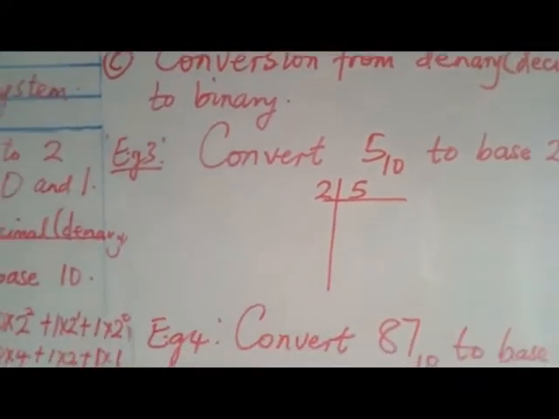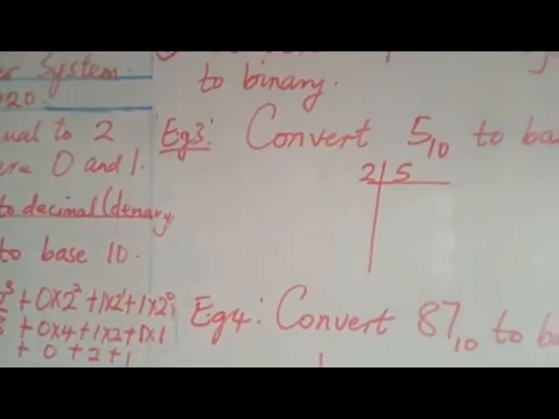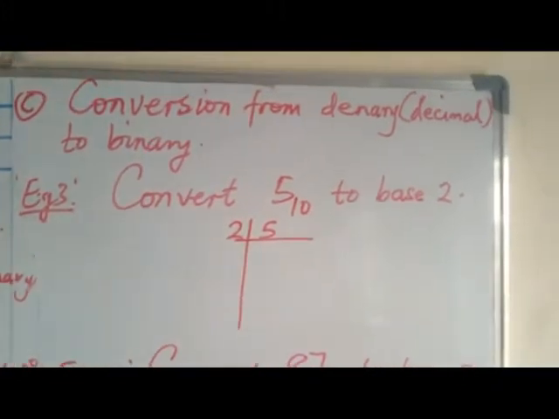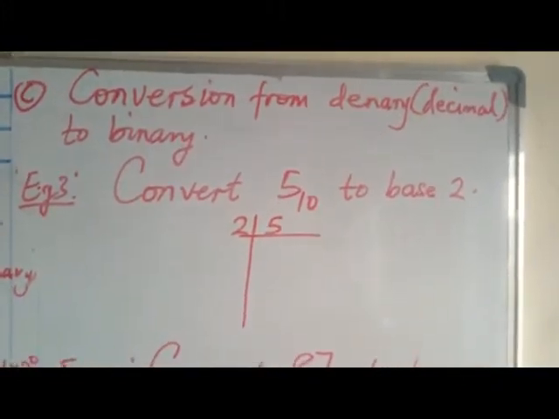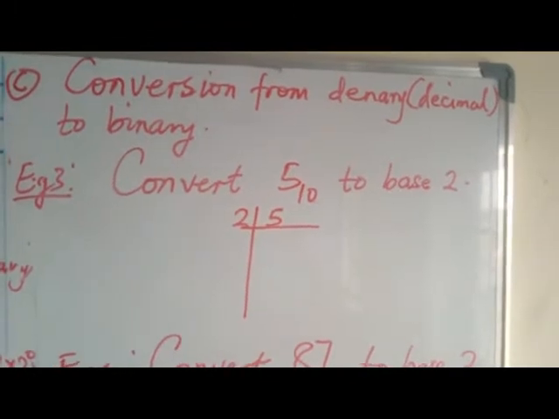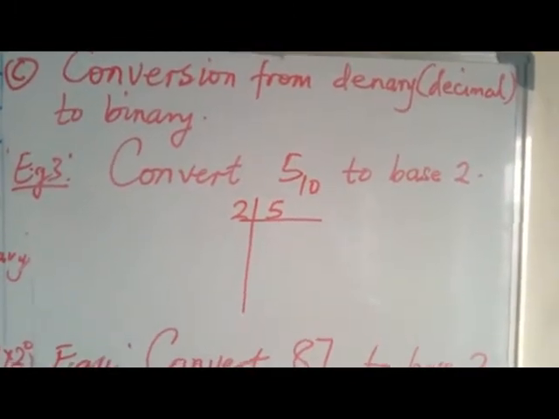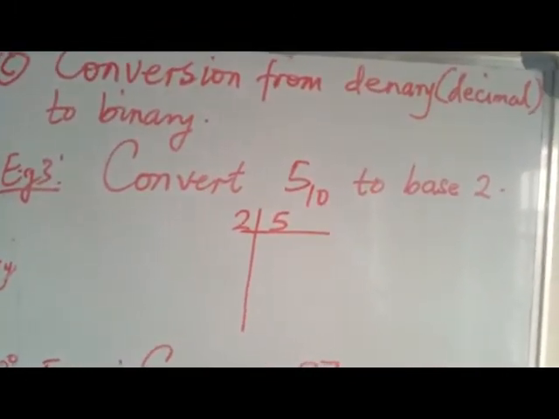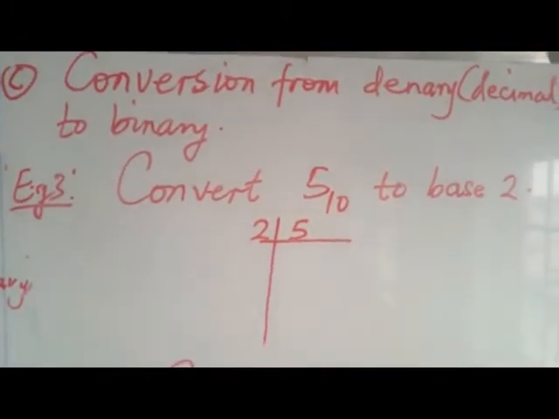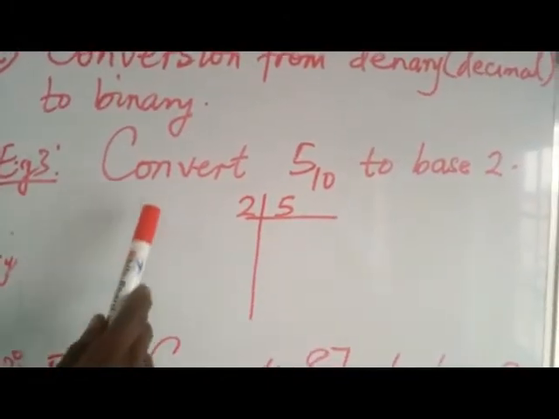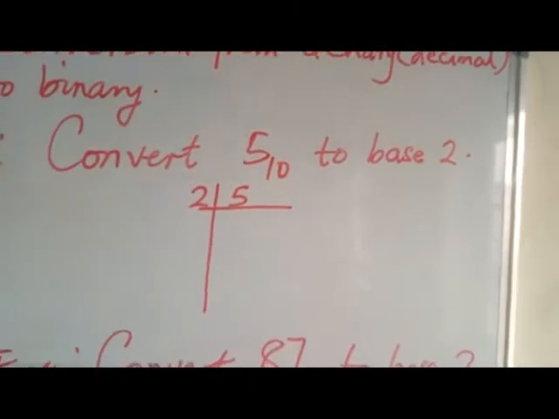Now, having converted from binary to decimal, we're going to convert from decimal to binary. So this is the way through which we can convert it. Example 3 says convert 5 in base 10 to base 2. So we are now going to convert from base 10 to base 2. This is the method that we are using.